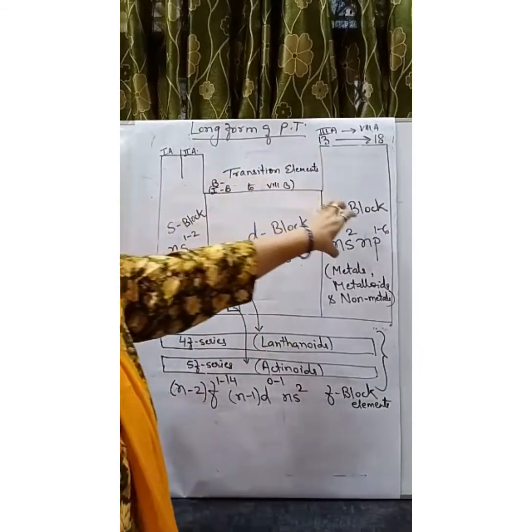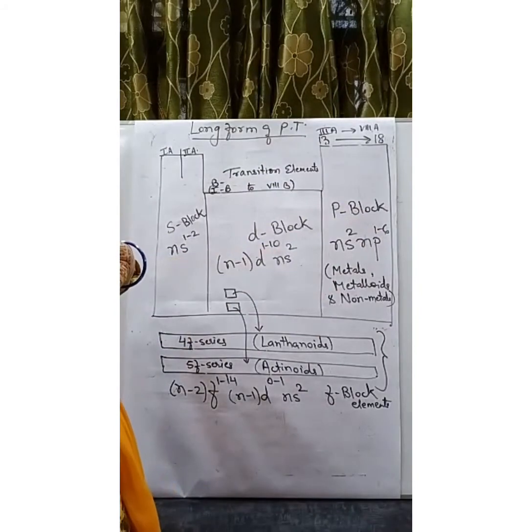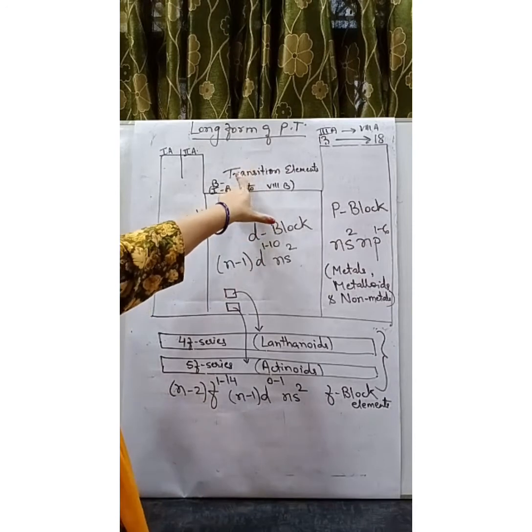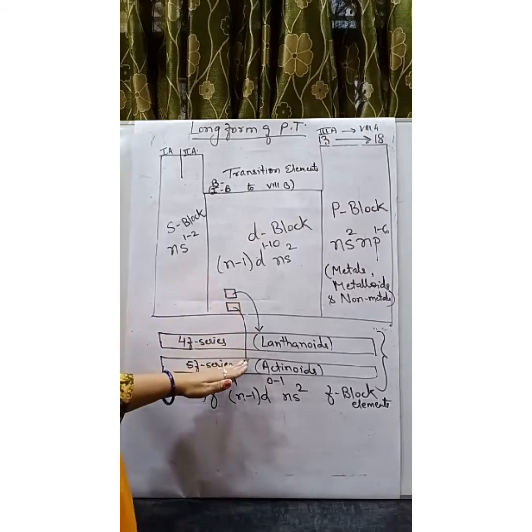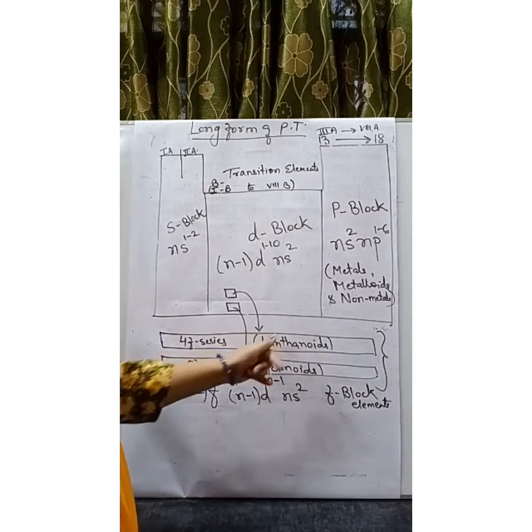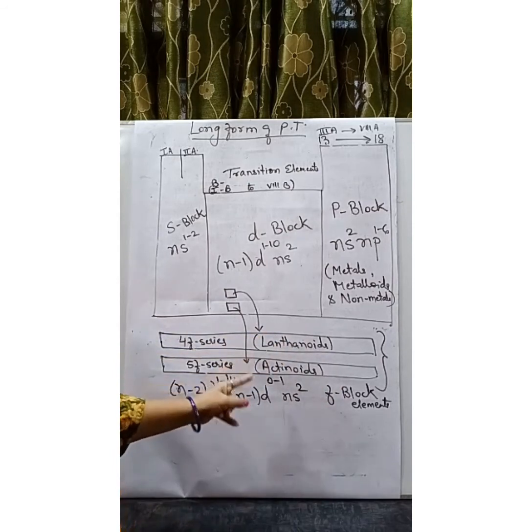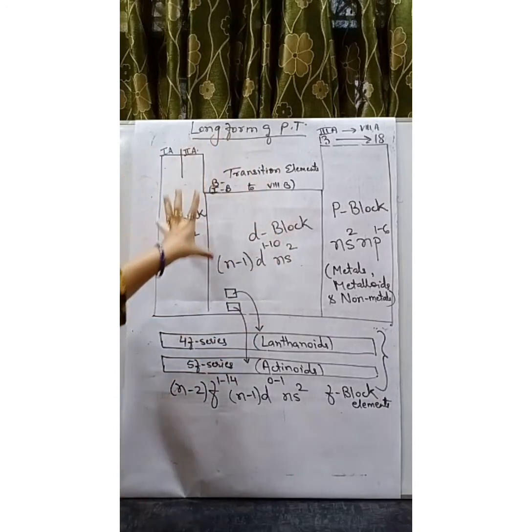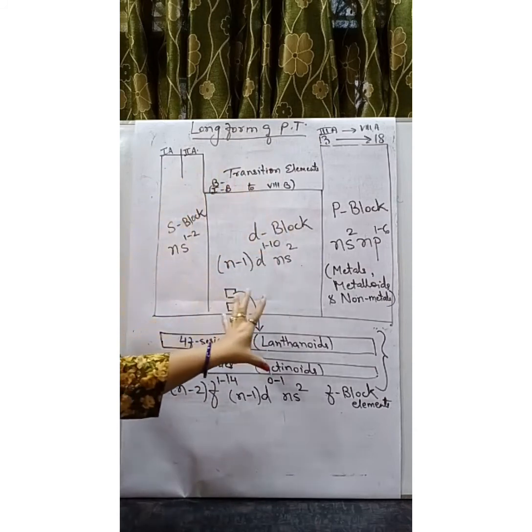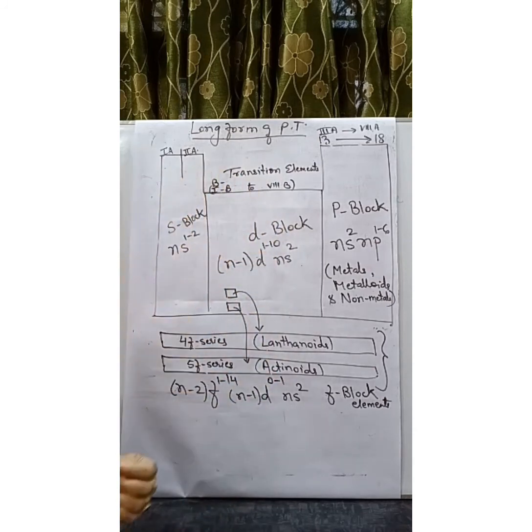S block and p block elements are collectively known as representative elements. In the center we have the transition elements, which are the d block elements. Placed at the bottom we have the f block elements, popularly known as the lanthanoid series and actinoid series. So on the basis of electronic configuration, the modern periodic table or long form of the periodic table is divided into 4 blocks.